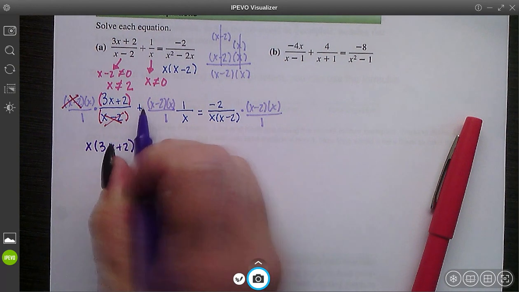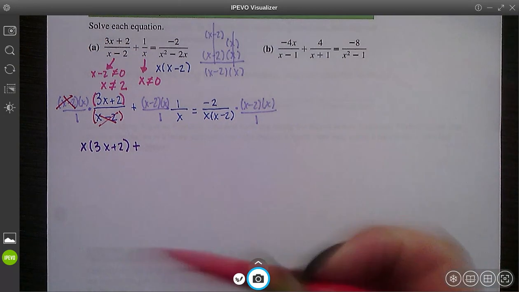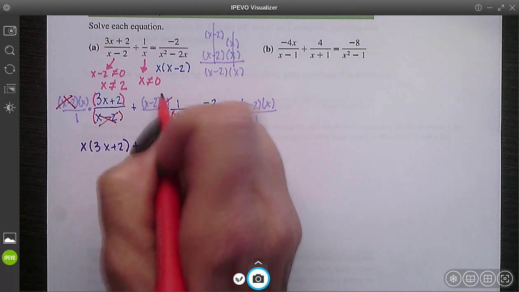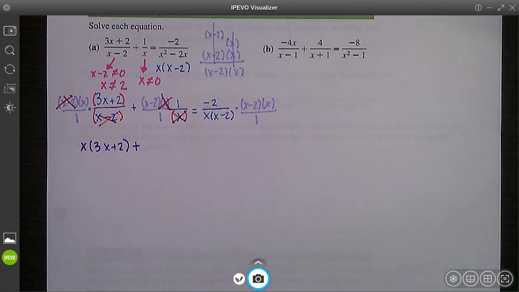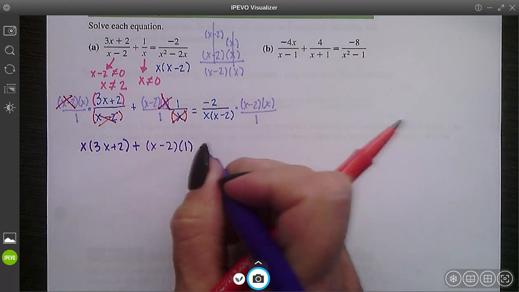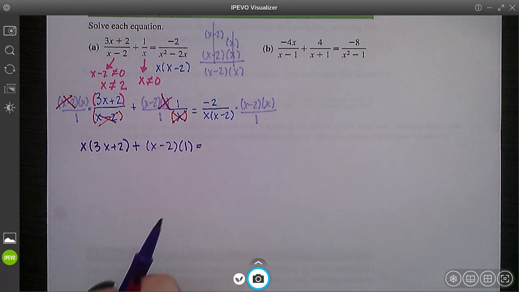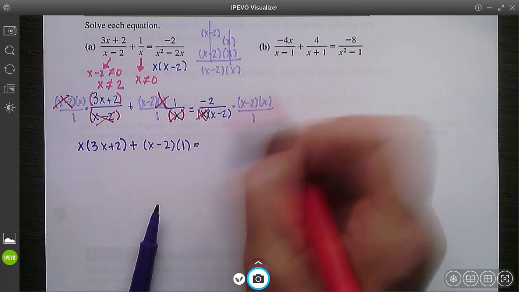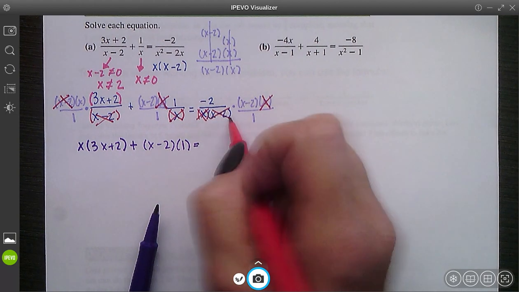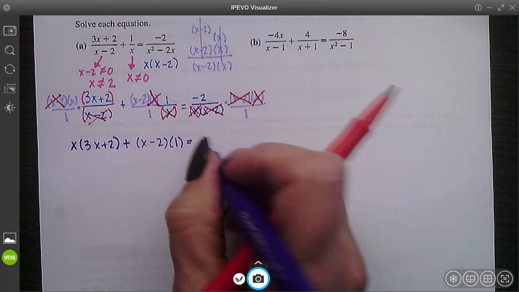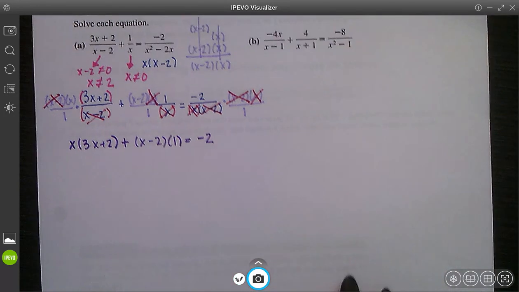Then my plus sign. In the second chunk, this x down here cancels with this x up here, and I have x minus 2 times 1, and then equals, on this chunk, the x here cancels with the x here, and the x minus 2 also cancels with the x minus 2. So I have equals regular old negative 2.